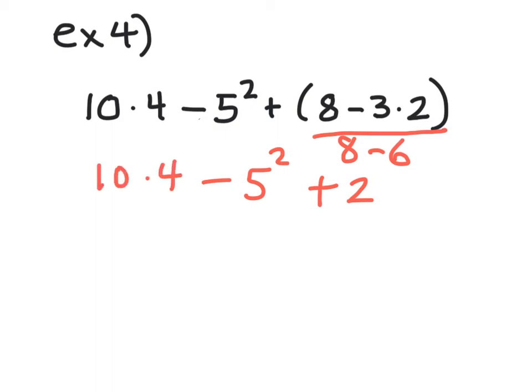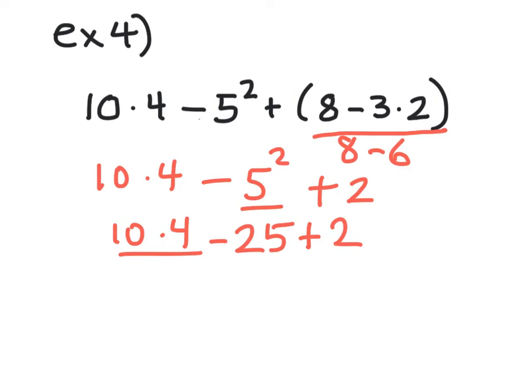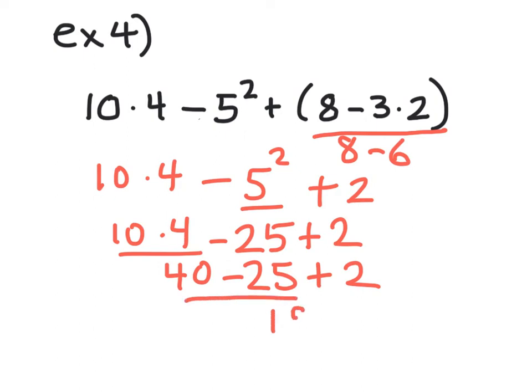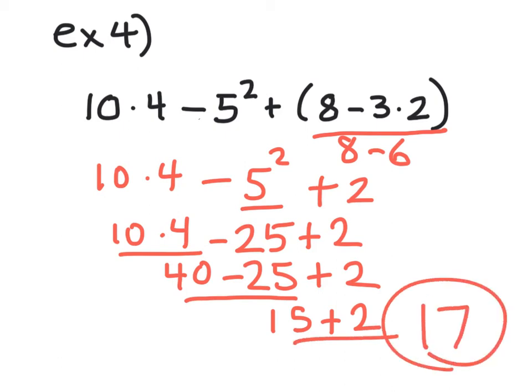All right, next we're going to do the exponent. So 5 squared, that's 25. And next we have multiplication or division. Here's a multiplication, 10 times 4. All right, so what would I do next? Would I subtract or add? Well, if you subtract, you're right, because addition and subtraction have equal priority. So do whatever comes first. 40 minus 25, that's 15, and then 15 plus 2, the answer is 17. So how'd you do on that one?